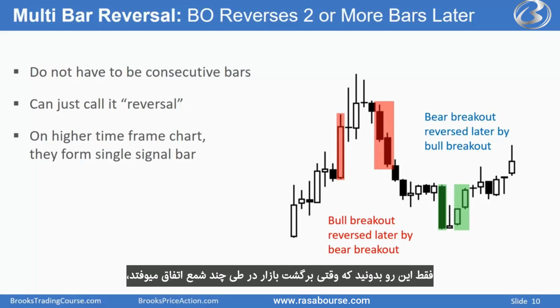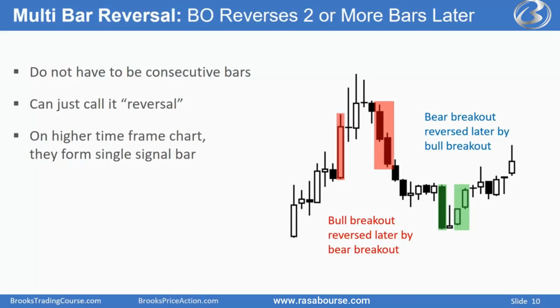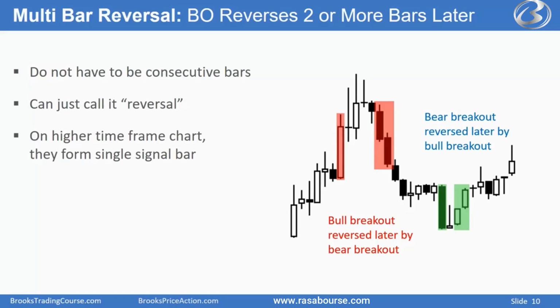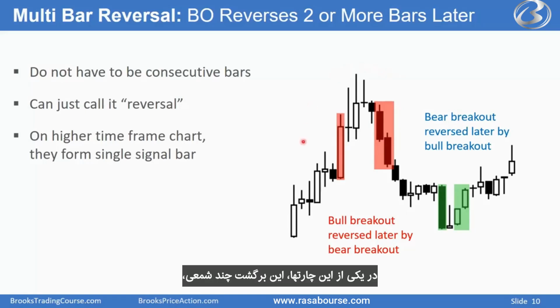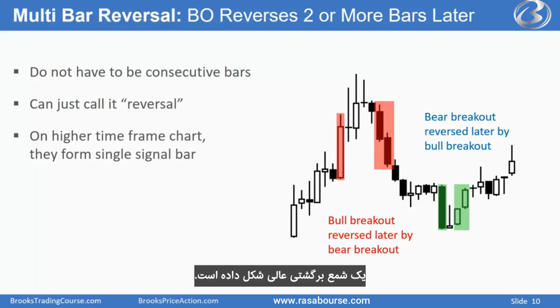You just know that whenever you got a reversal that takes place over many bars, if you look at a higher time frame chart, you'll find a perfect bar. So let's say this is a 5-minute chart. Maybe you look at a 15, 20, 30-minute chart, 22-minute, 25-minute, 27-minute, doesn't matter. There's some chart where this is a very good-looking single reversal bar. Again, do not do that.